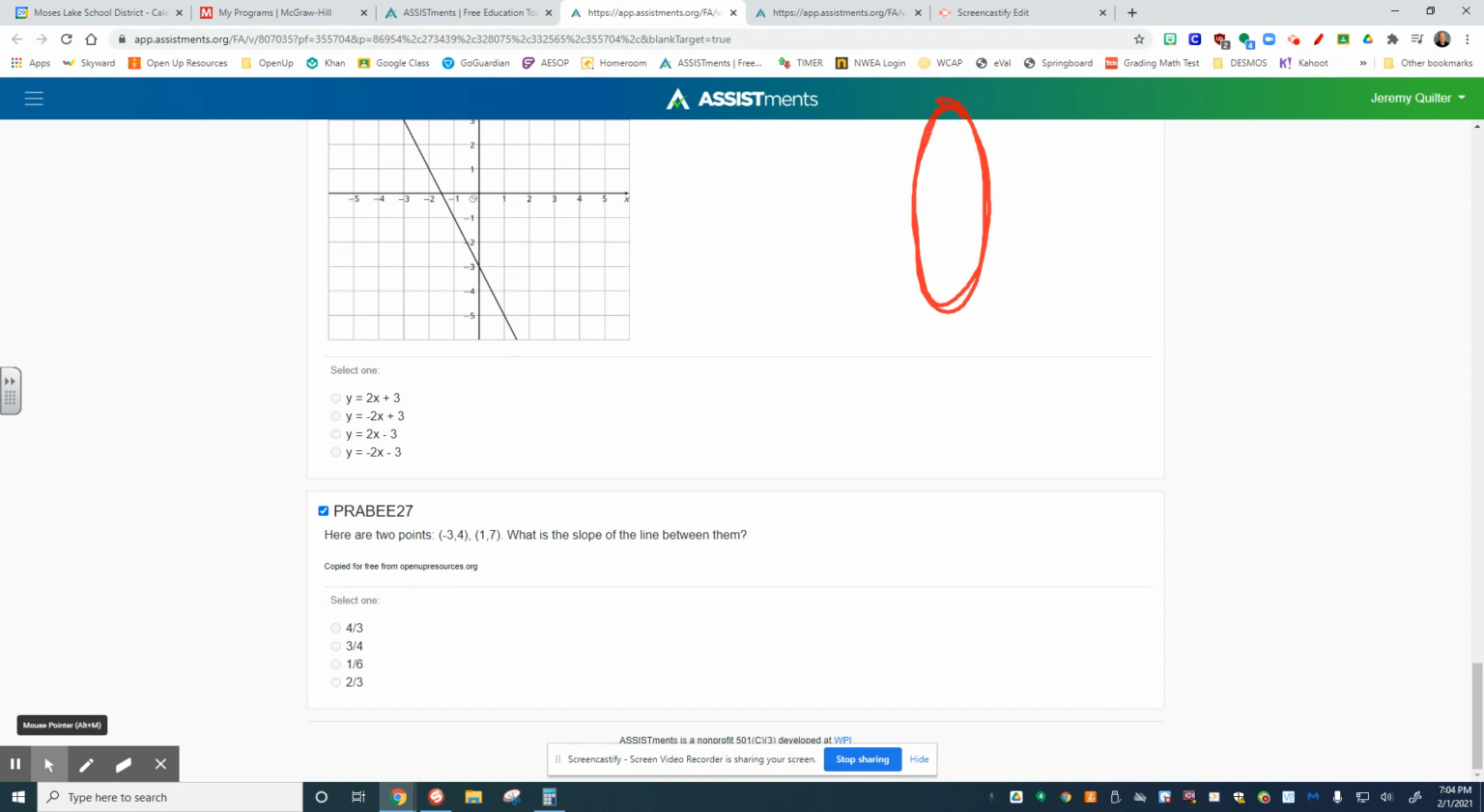What is the slope of the line between these 2 points? Well, think about the slope formula. Slope is equal to y sub 2 minus y sub 1 divided by x sub 2 minus x sub 1. What does this formula mean? This formula means that you're finding the change in y over the change in x. There are several ways to do this, but under this formula, how do I know which one is x1 and how do I know which one is y1?